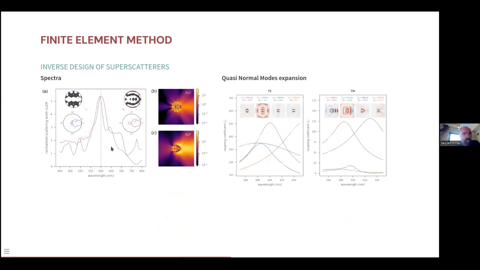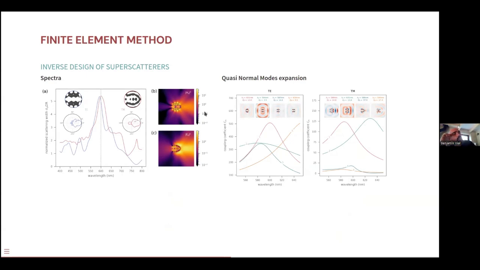So those are the results. It's been optimized for a wavelength of 600 nanometers. You can see the scattering cross-section is resonant at this wavelength, and this is also seen in this radiation diagram. So you've got a very strong forward scattering. There's a plane wave coming from the left-hand side over here. Strong forward scattering for TE and TM polarization. And this is also seen by the field maps over here.